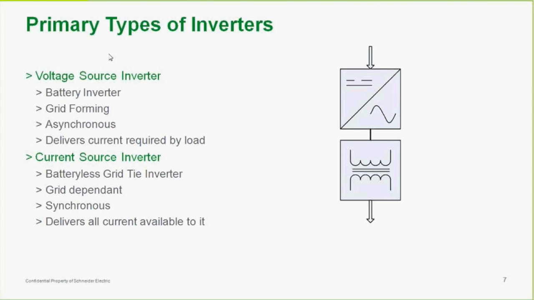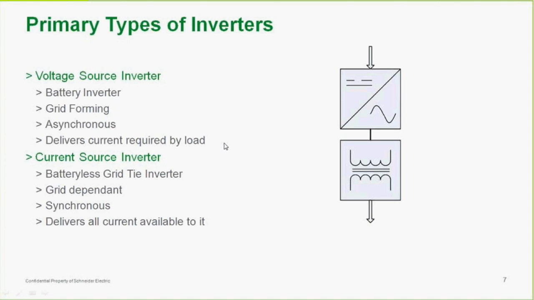So there are two types of inverters in the world that we use. The first type, I'll call it right now, a voltage source inverter. Another word for that is a battery-based inverter. Another word for that is a grid-forming inverter. We can also call it an asynchronous, so it's non-synchronous inverter. And it's important to note that it delivers current required by the loads.